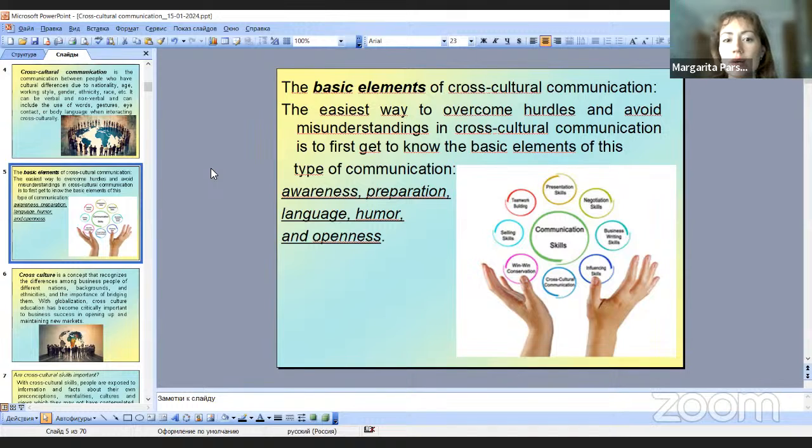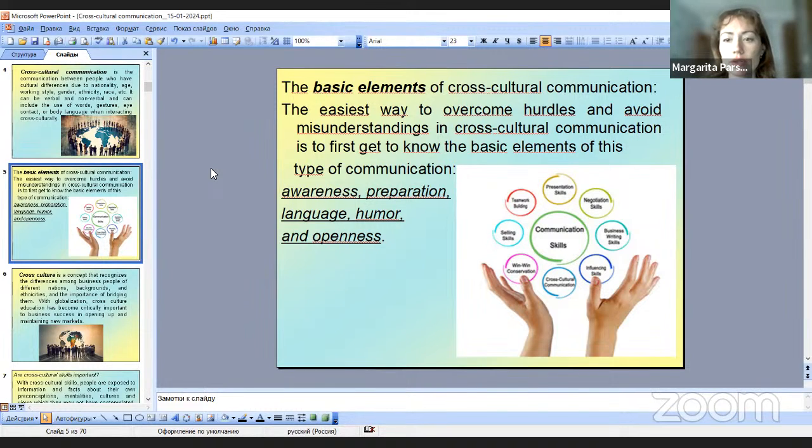Awareness: we must be aware of the participants of this process. Who are in the process of this cross-cultural communication? Awareness means understanding the differences between people. Preparation: we must get prepared for this process and be prepared to face some difficulties, some misunderstandings at first, and then get over these misunderstandings, overcome hurdles and difficulties.